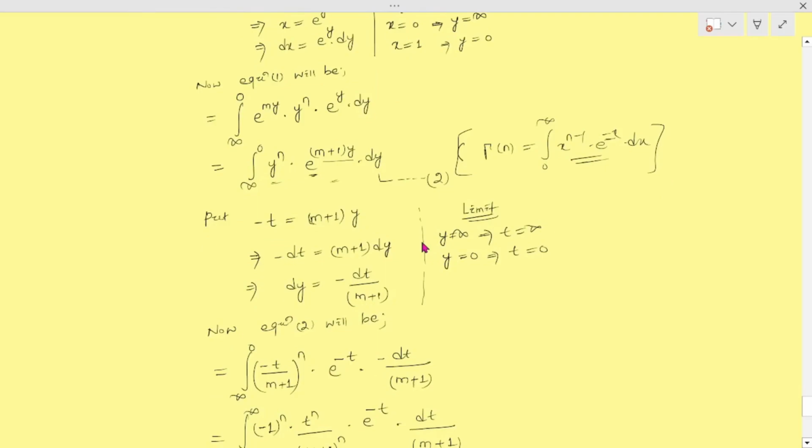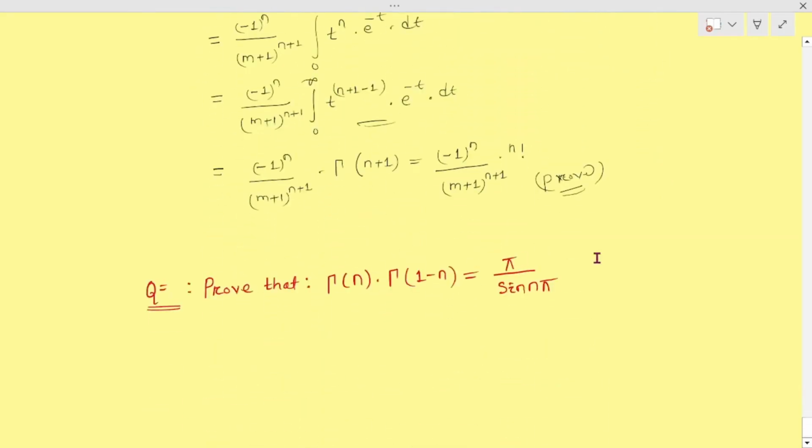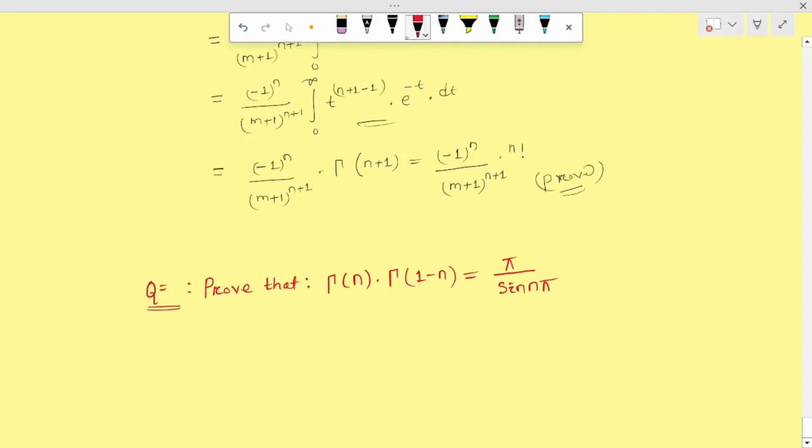In today's class, we are going to discuss some other numericals based upon the gamma function, different types of numericals. So this is your question number 7. Prove that gamma n into gamma 1 minus n equals pi by sine n pi.